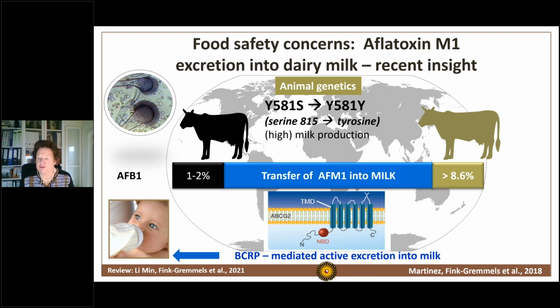At the bottom of the slide, I refer to two review papers we recently published, one already in 2018 on this BCRP, and one very recently with a number of people where we go back into the metabolism of aflatoxin M1 in dairy cows and the consequences thereof. So aflatoxin B1 is excreted in concentrations that are of public health concern as aflatoxin M1 into milk, and these concentrations are so low that they do not cause really adverse effects in cattle, but it is a food safety subject.